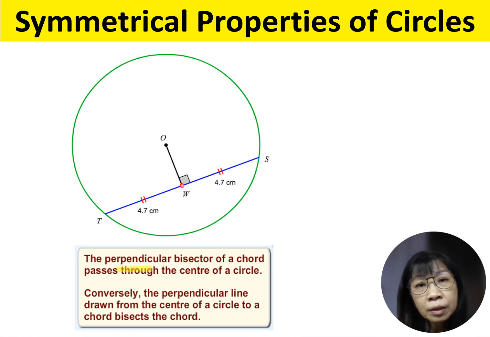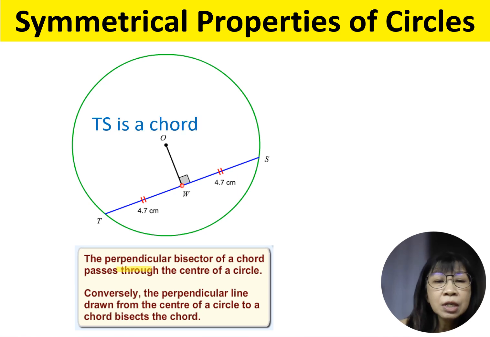The first property that I'm going to introduce here is the symmetrical properties of a circle. What you see here is a chord TS. If we have a perpendicular bisector of a chord, this perpendicular bisector, known as OW, will pass through the center of the circle.